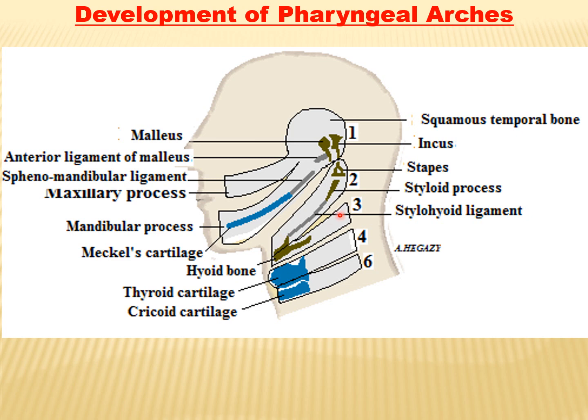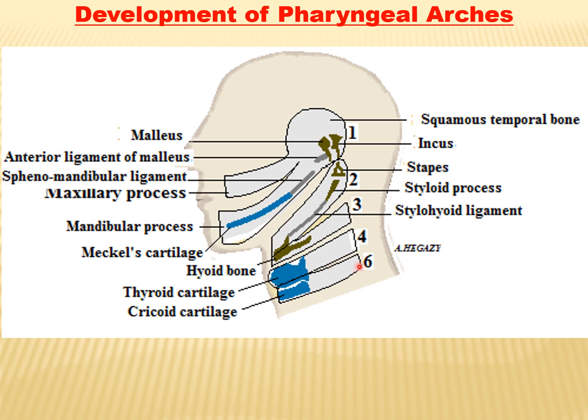Then we come to the third arch. The third arch skeletal element includes the greater horn of hyoid bone and the lower part of body of hyoid bone. Then we descend to the fourth arch skeletal element, which includes, as we see, the thyroid cartilage, or called Adam's apple, the most prominent cartilage of the larynx.